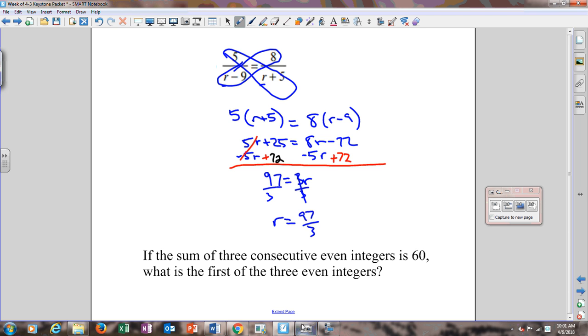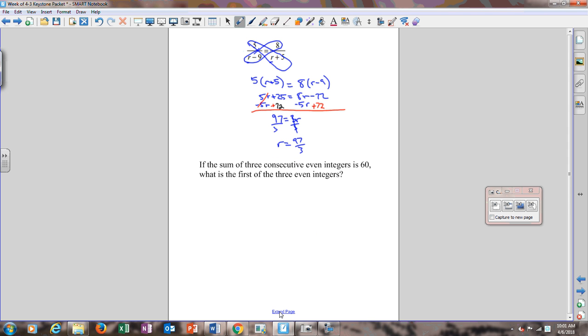Okay. The next type of question is one where it says the sum of 3 consecutive even integers is 60. What is the first of the 3 even integers? It does the same thing with odd integers. It'll say the sum of 3 consecutive odd integers is 60. Anytime it says that, if you think about even integers, that would be like 2, 4, and 6. So if 2 is x, then what do you have to do to x to get 4? You would just add 2. So 4 is just x plus 2, and 6 is just x plus 4. Adding 4 to the 2 to get 6. So the sum of 3 consecutive even integers would be x plus 2 plus x plus 4. And then when it says is, that automatically means equals 60.